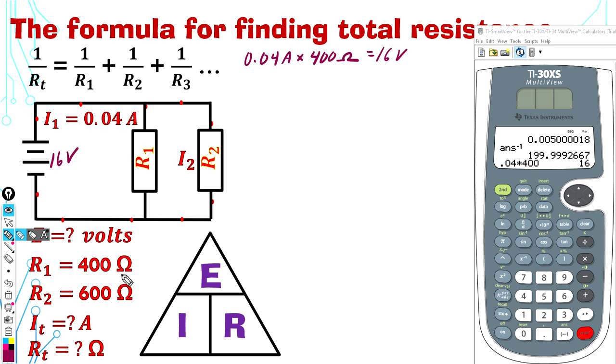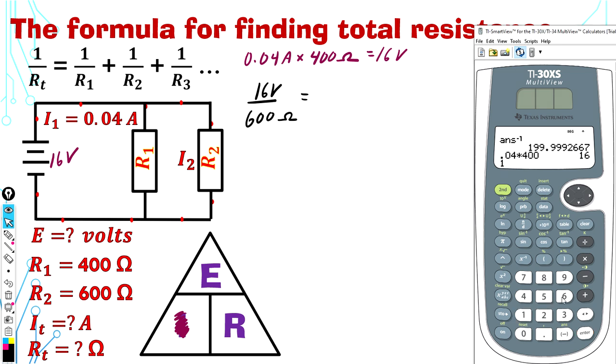So here, I can find my current. So I'm looking for I, so I cover up the I. It's E, my 16 volts, divided by my resistor, which was 600 ohms. I got 16 divided by 600. And I don't want to have to round off again, so I've got 0.02, I'm going to just say 667 amps.